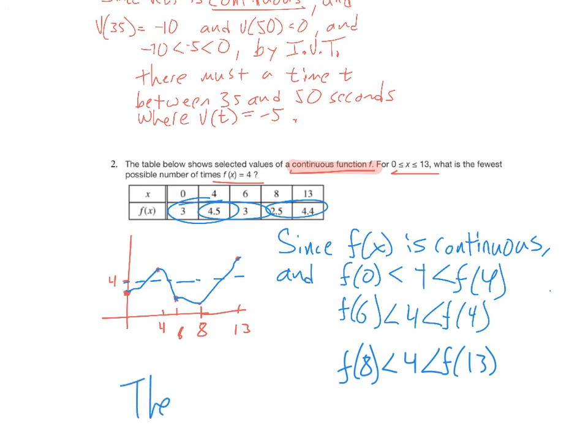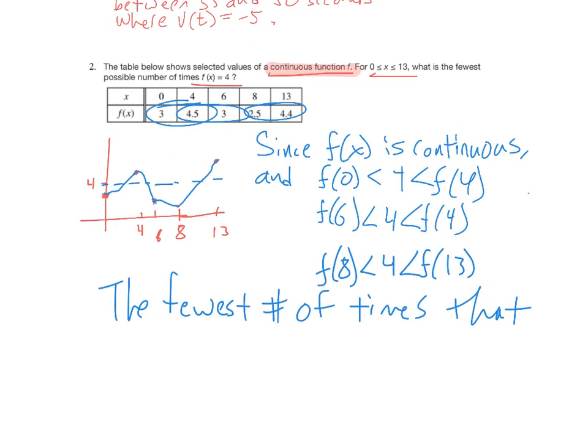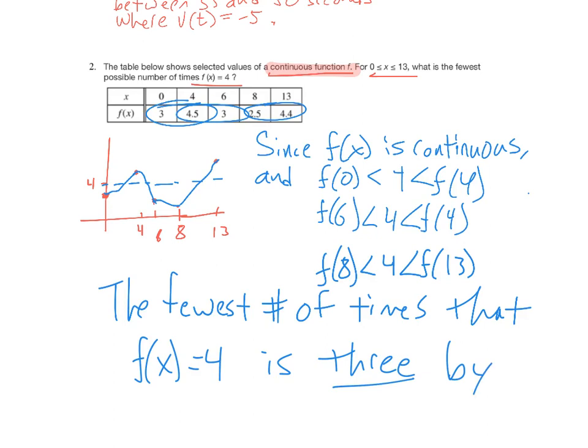The fewest number of times that f of x equals 4 is 3, and our reason for that is by the intermediate value theorem, and we've justified it using the fact that it's continuous and using these. All right, so last thing we'll say on this, and then we'll wrap it up.